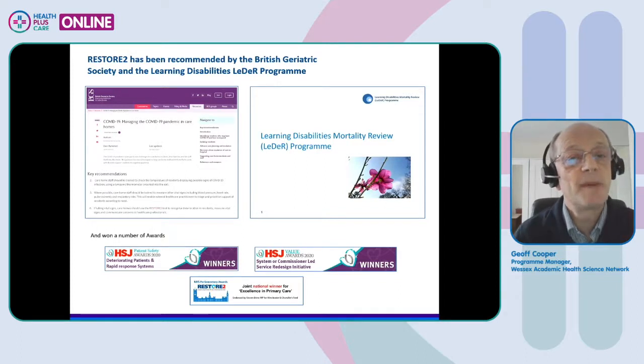Restore2 has been recommended by the British Geriatric Society as part of their managing the COVID-19 pandemic in care homes. It's also been adopted and recommended by the Learning Disabilities Mortality Review, the LeDeR programme. It's also won a number of awards, the HSJ Awards for improving the management of deterioration, and an award from the Parliamentary Award for Excellence in Primary Care.